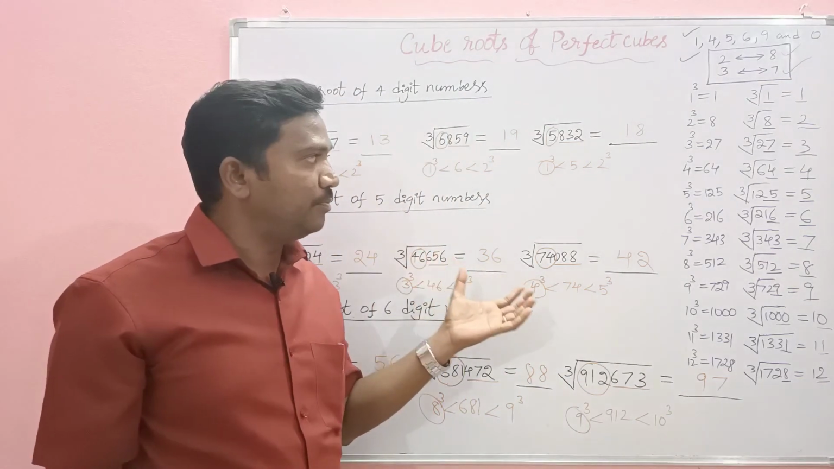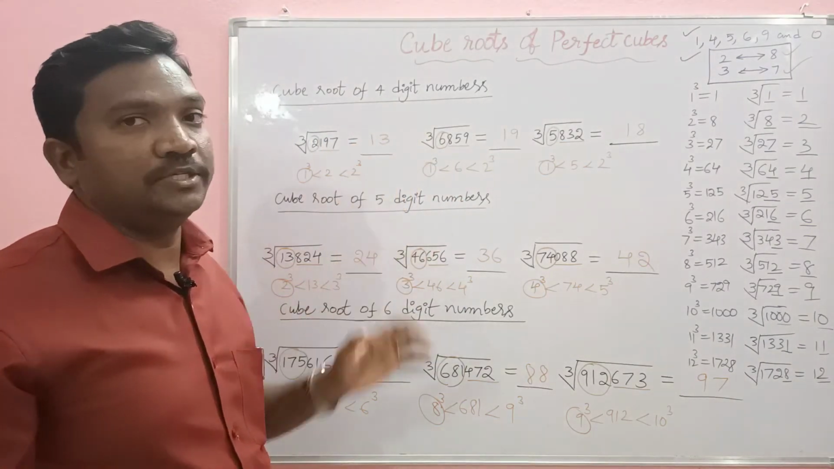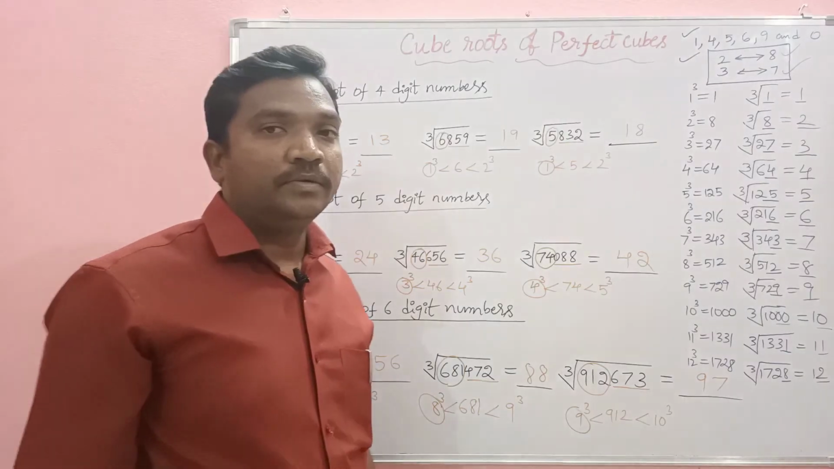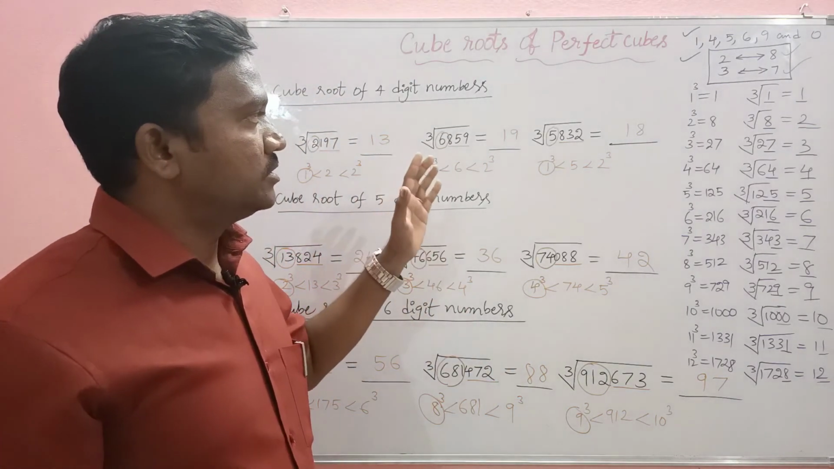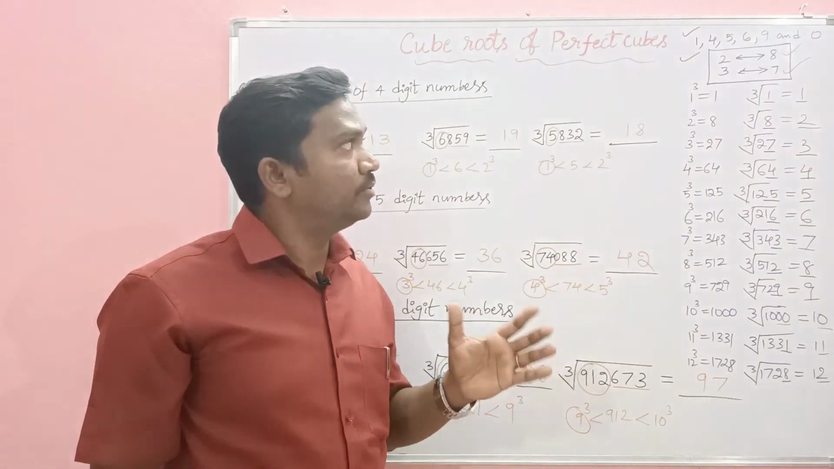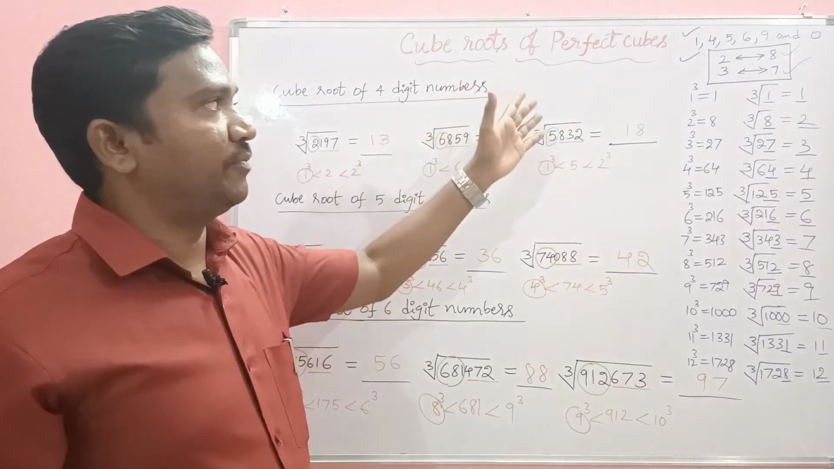So by using this simple trick, we can solve the given numbers up to 6 digits very easily. Dear students, if you spend 1 hour on some problems like this, you can get good command over this trick of finding cube roots of perfect cubes.